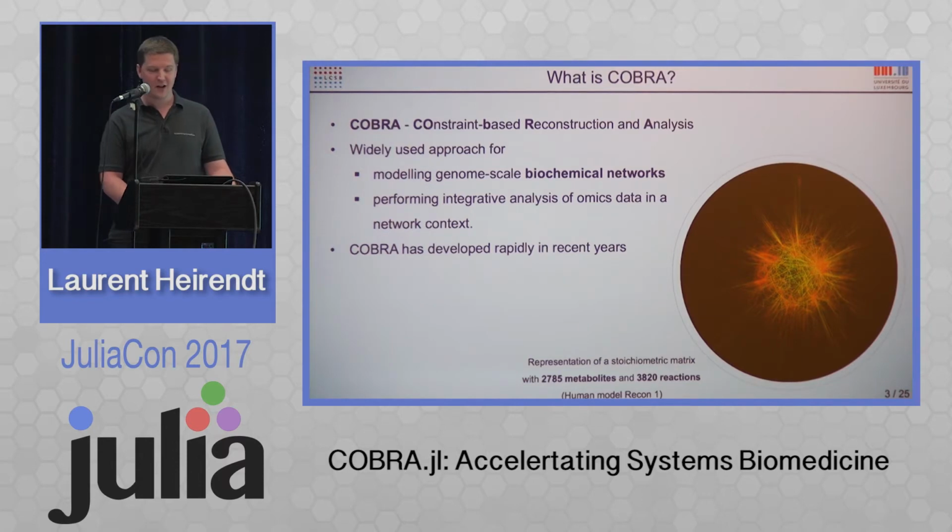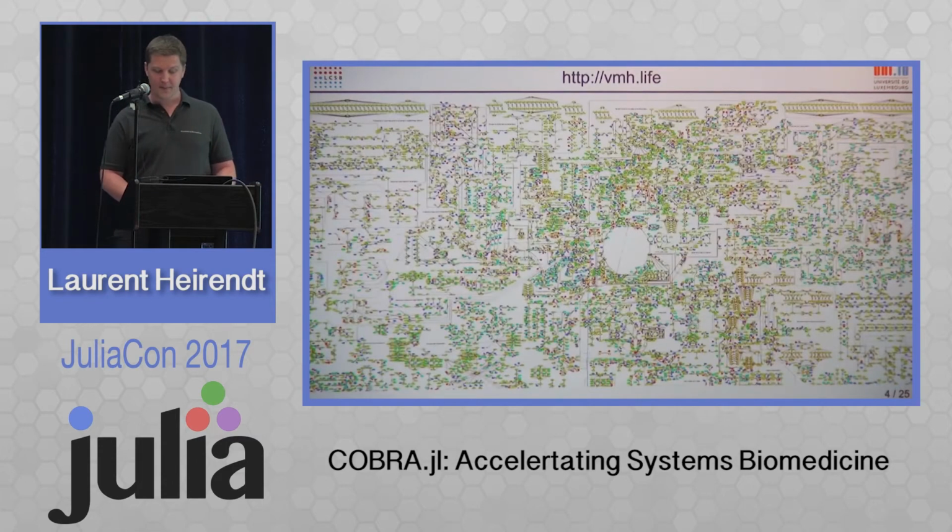So you can see here, I also posted it on the Slack chat to invite everyone to this talk, a representation of a stoichiometric matrix. And that's actually a small model. It is 3,800 reactions and around 2,700 metabolites. As I mentioned, it's a small one, but it's probably the only one that we can represent in such a beautiful and artistic way. So this is actually a human model, a reduced size model of that.